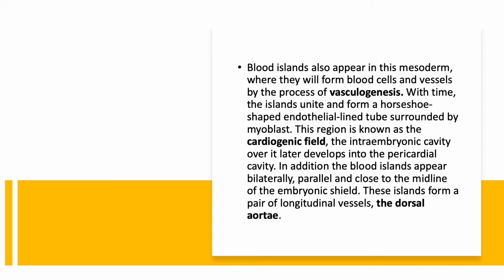So what is the cardiogenic cavity? The cardiogenic cavity is the pericardial cavity that is laid over the cardiogenic field. And what is the origin of the dorsal aorta? The dorsal aorta originates from the union of the blood islands, which form a pair of longitudinal vessels called the dorsal aorta.